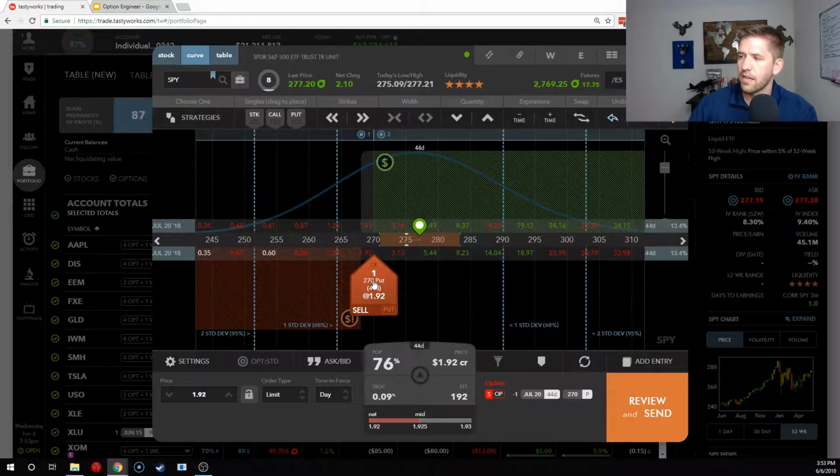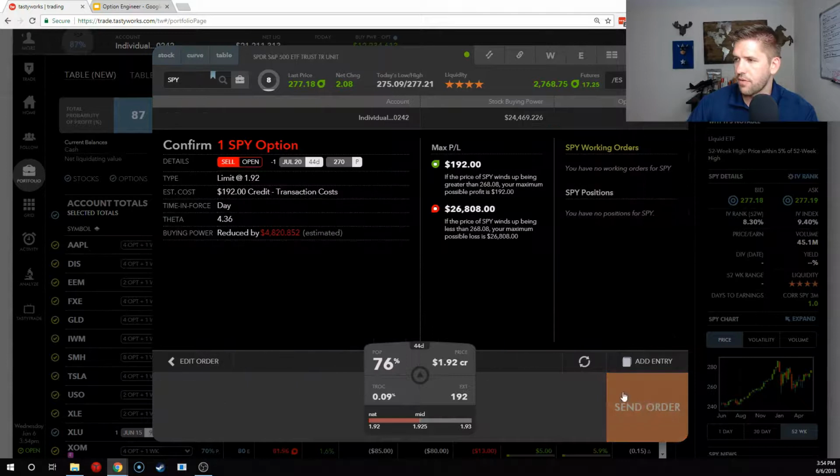So when you're a seller of the put, and let's say we sell that 270 put, we are going to collect $1.92 per share. So you're collecting $192 if you're selling one contract. And we can just see that if we go to review and send. You'll see you're making $192 by selling that.